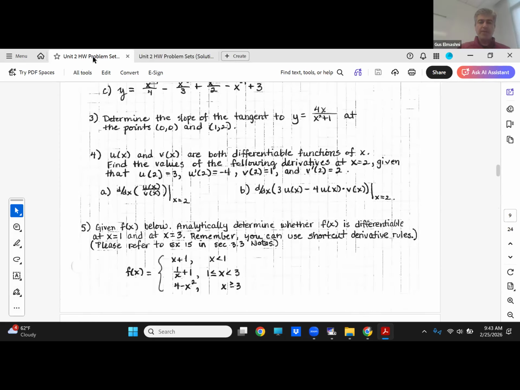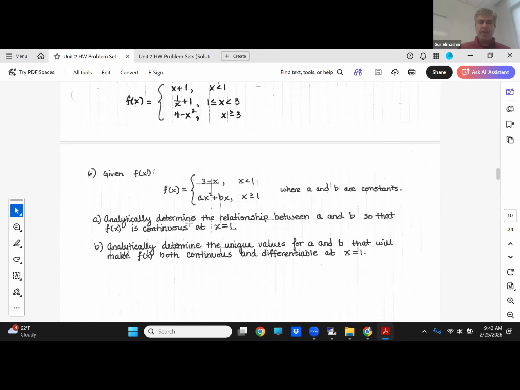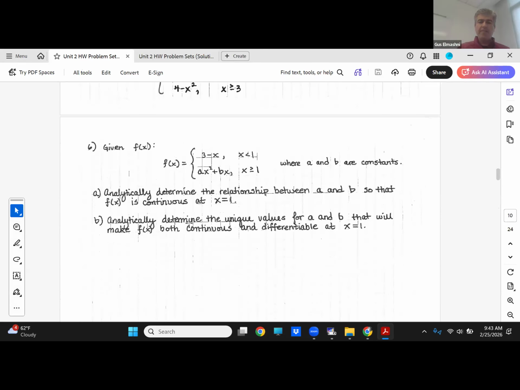Okay, and then finally for 6. Ooh, I love this problem. I didn't do one like this on the last test. I will now. It is on the test. Expect a problem like this. So you've been given a heads up.